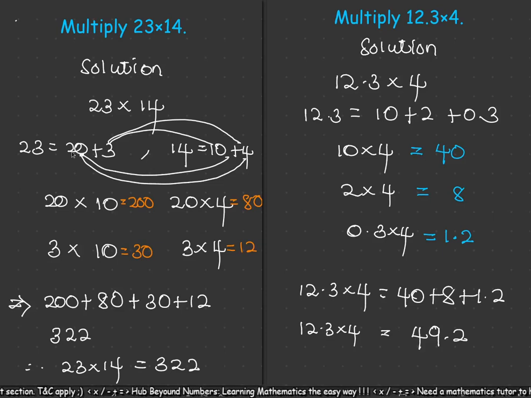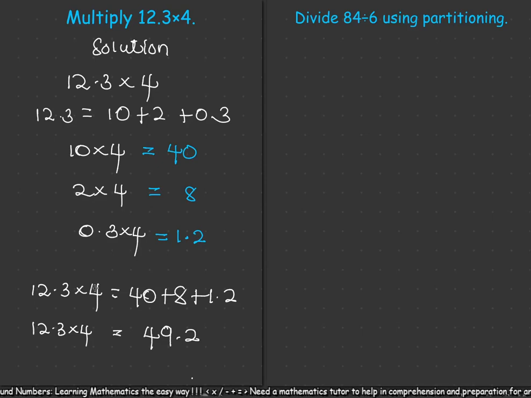Now let's look at sums that involve division, right? You realize that it's actually the same thing. So the first question under division says you have to divide 84 by 6. You have to divide 84 by what? 6. So let me write my solution.